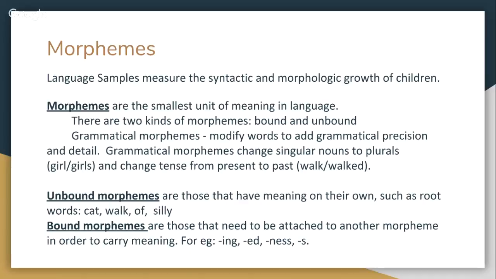Grammatical morphemes modify words. So it can change a word from present tense to past. It can change from singular to plural. An unbound morpheme are those that have meaning on their own. Here are some examples: cat, walk, of, silly. Bound morphemes are those that must be attached to another in order to carry meaning. Ing, ed, ness, s.